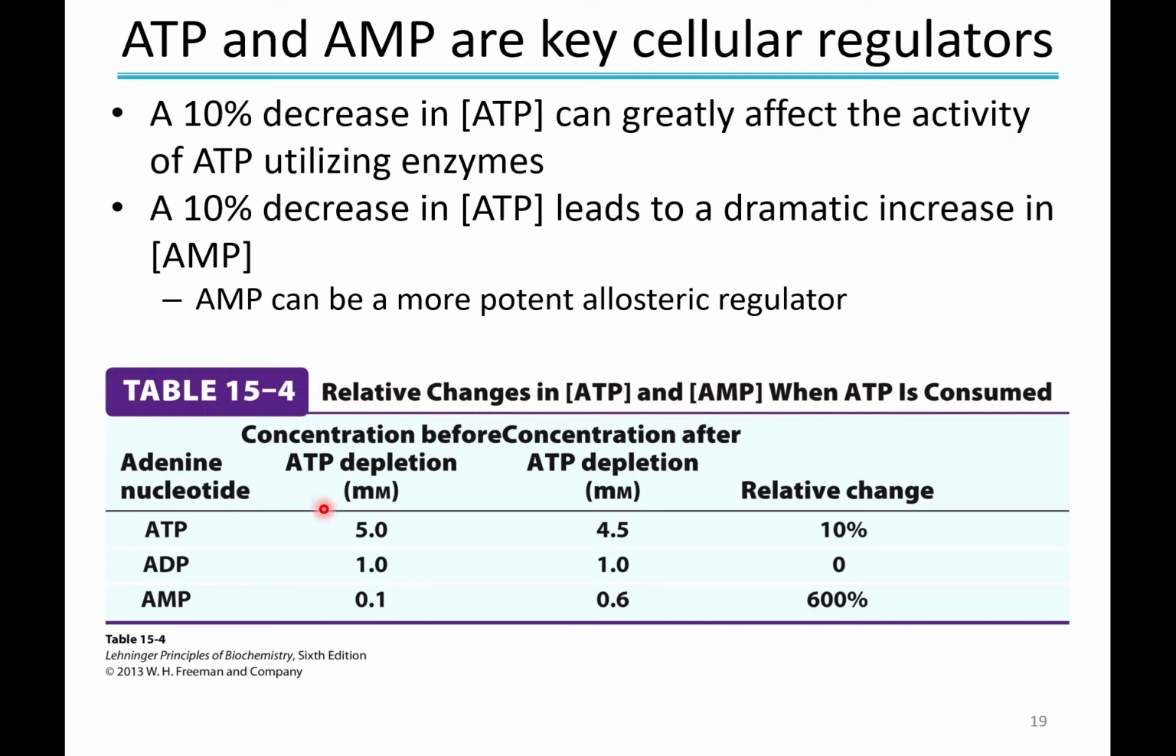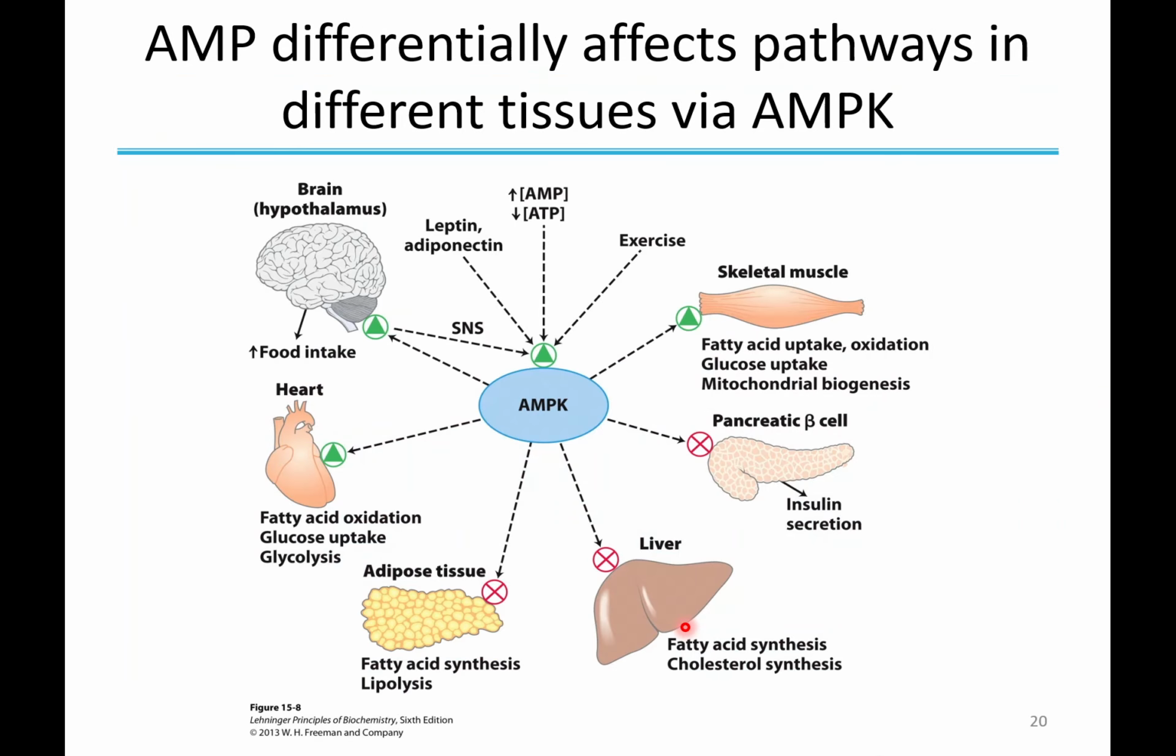So ATP concentration, because it is typically higher, you can have a 10% change in that concentration, and that leads to a 600% change in the AMP concentration, right? And so that's why AMP can be a more potent regulator, because its concentration can vary by a much wider margin, because it is typically in lower concentration.